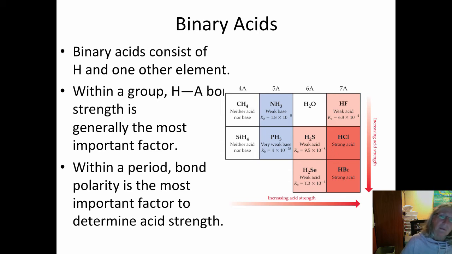And the weakness of the bond as you go down due to increasing ion or atom size as you travel down a group on the periodic table. I think that's the big points on ranking these guys.